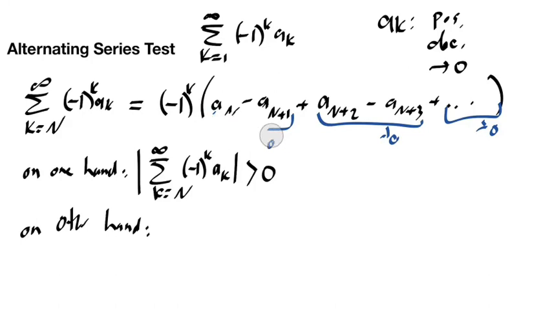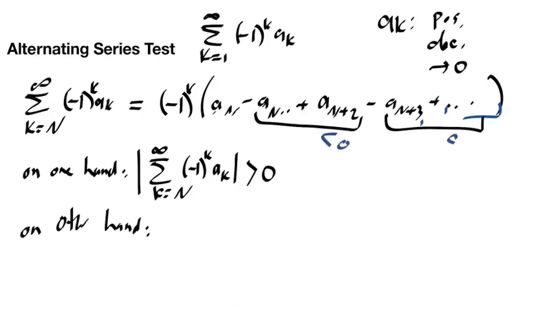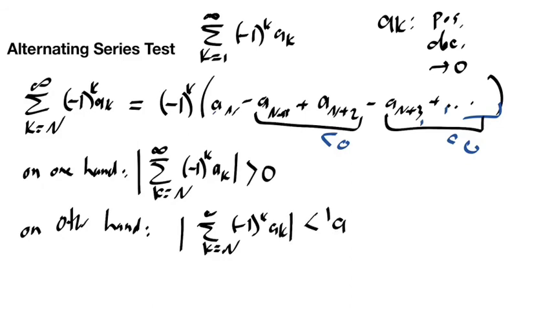just like we did on the previous proof, if I regroup the way I organize these and instead I organize them like this, then I notice that each of these has to be negative. This has to be less than 0, and this has to be less than 0 because this first term, this N plus 1 term, is bigger than the N plus 2 term. The N plus 3 term is bigger than the N plus 4 term, and those have the negative signs. On the other hand, the absolute value of the sum as k goes from capital N to infinity of (-1)^k a_k must be less than whatever, I guess it's positive, than whatever that a_N value.